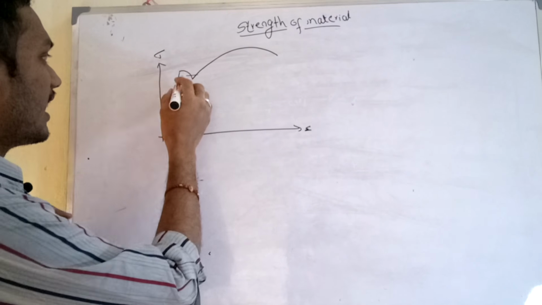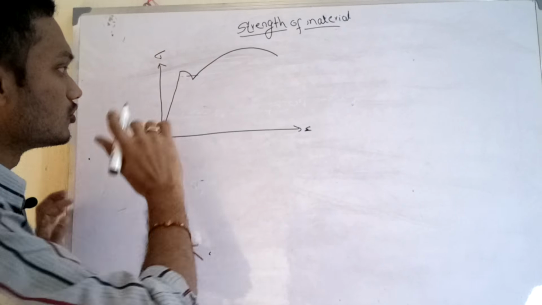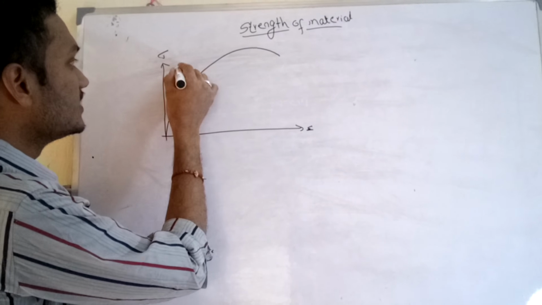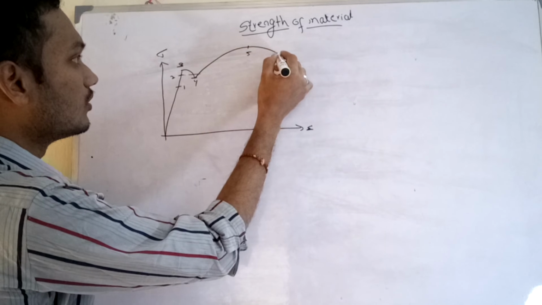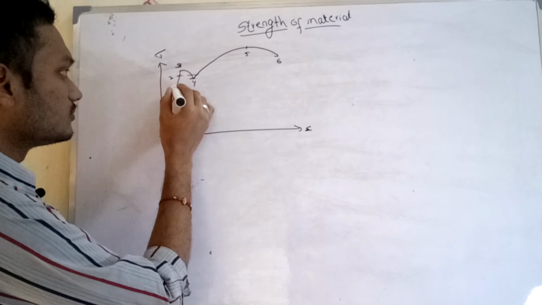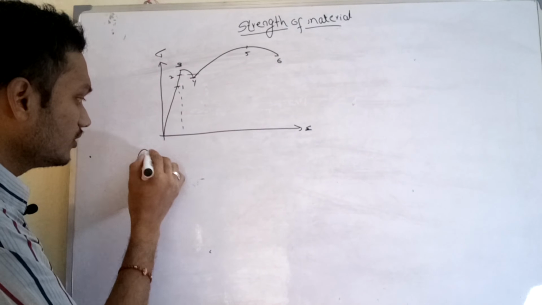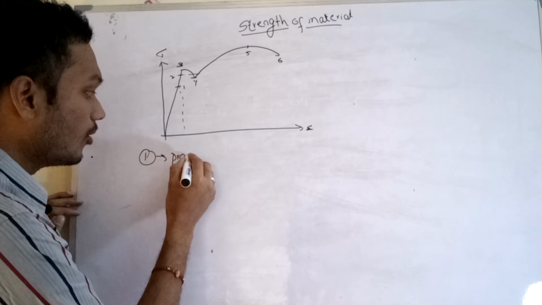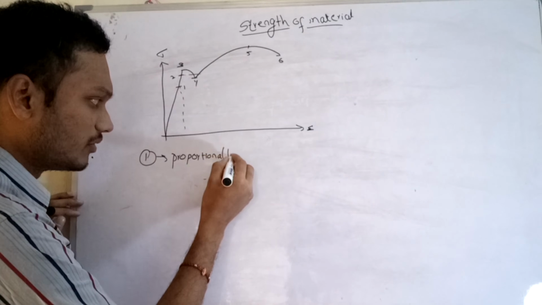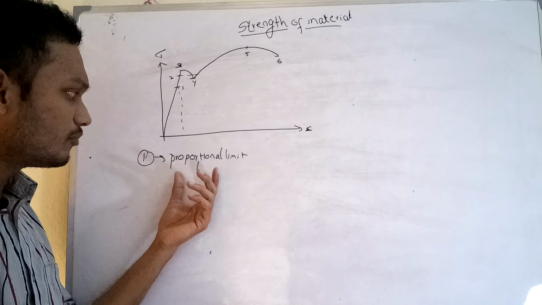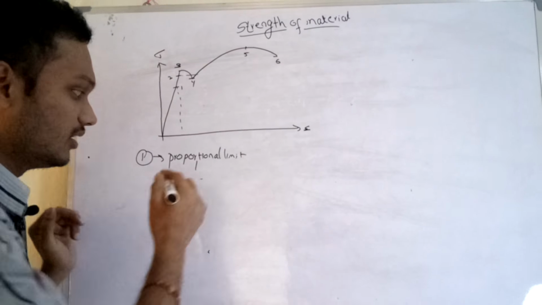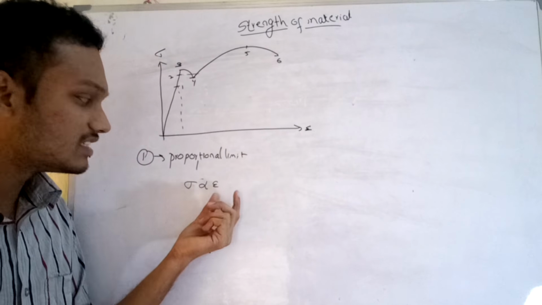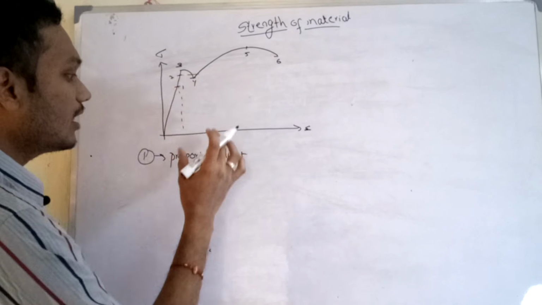Now here I will divide this graph into different regions. So this is region 1, region 2, region 3, region 4, region 5 and region 6. Region 1 of the stress strain graph is nothing but the proportional limit. Proportion between whom? The proportion between the stress and strain. There is a direct proportion between the stress and strain. It means that stress varies directly with strain. This relationship is valid only in the proportional limit.